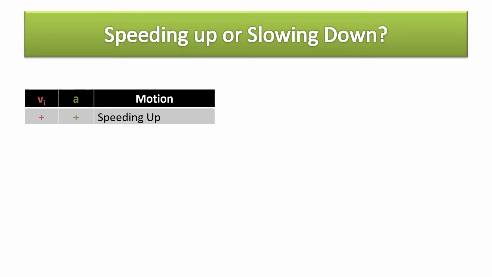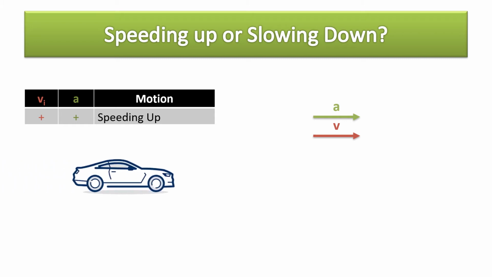All right, so we have this little table here. Is it speeding up or slowing down? You're accelerating, you're decelerating. Really, decelerating is the same as accelerating, but you're accelerating opposite your velocity. So what would this look like if your velocity is to the right and you're accelerating to the right? That means you're speeding up. So it looks like this.